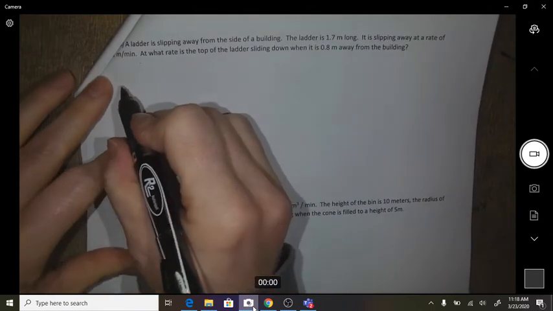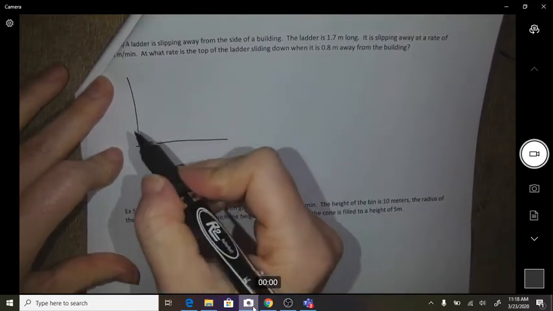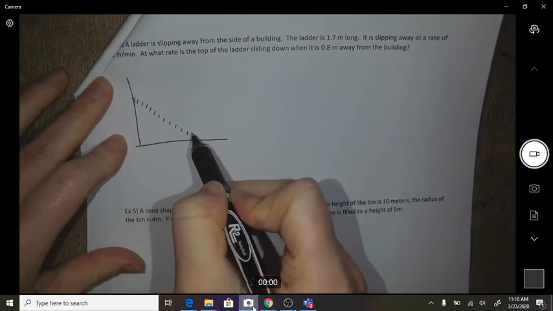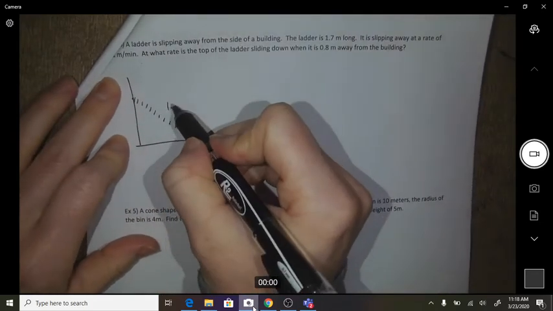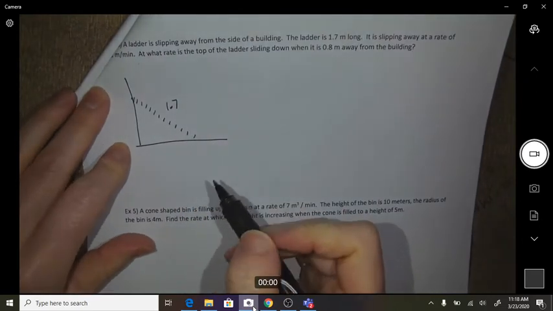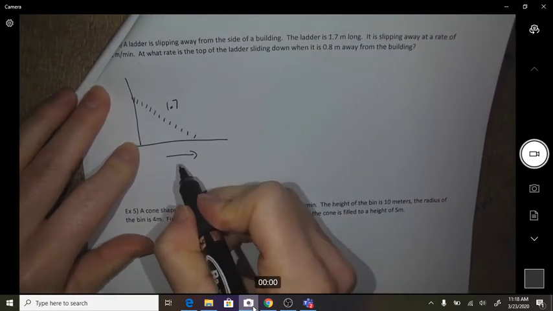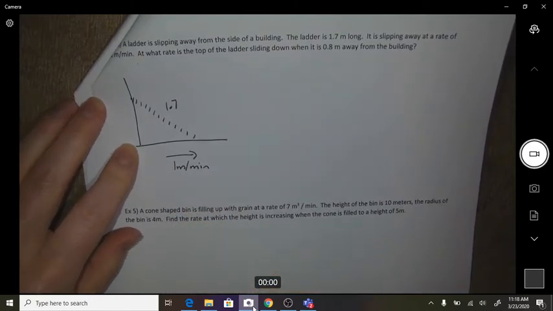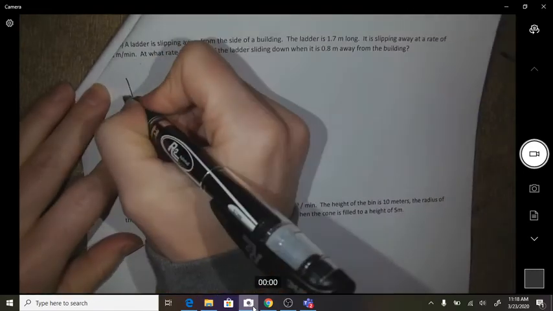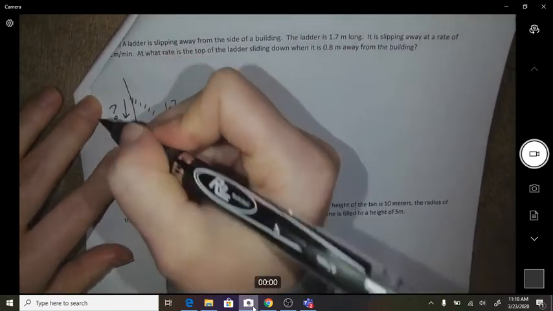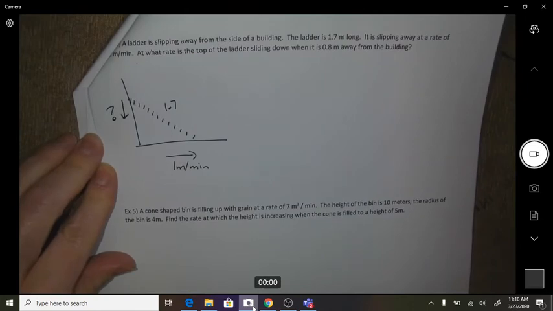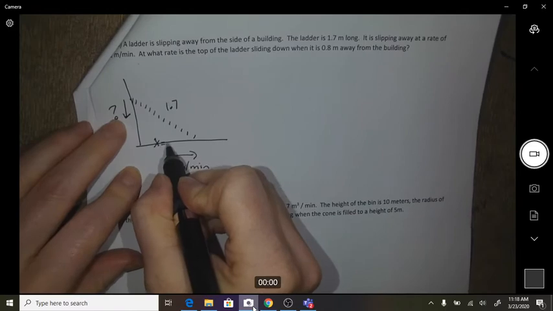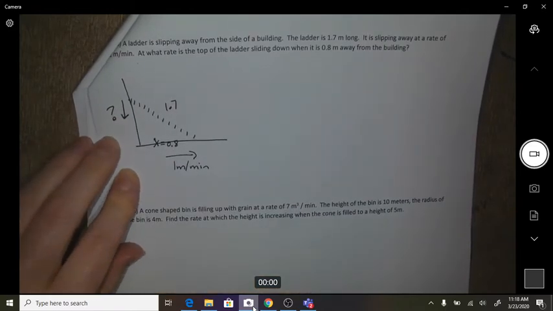Okay, so here's our wall and our floor. So let's draw, that's my ladder. The ladder is 1.7 meters long. It's slipping away. At what rate is the top of the ladder sliding down? We want to know that rate when it is at a distance of 0.8 meters.